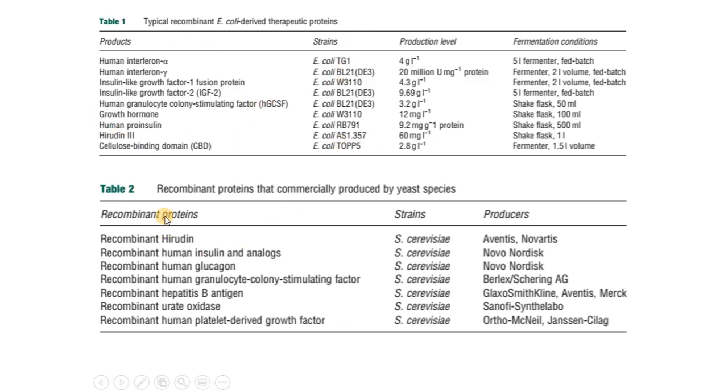So similarly, table number 2, the recombinant proteins that are commercially produced by yeast species, that is Saccharomyces cerevisiae. These are all the producers, that is Aventis, Novartis, all the biotech companies and pharma companies involved in the production of recombinant strains of yeast. The recombinant hirudin and recombinant human insulin analogs and the recombinant human glucagon. So these are the very famous products, and these are all the producers, very famous producers related to the biotech industry.